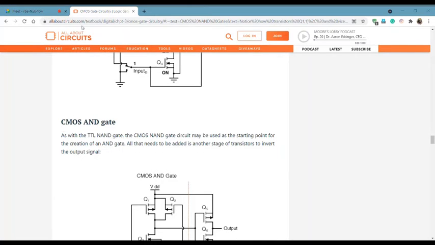Ishan? Kashish? Kashish? He's not there. Kashish? Arvind?